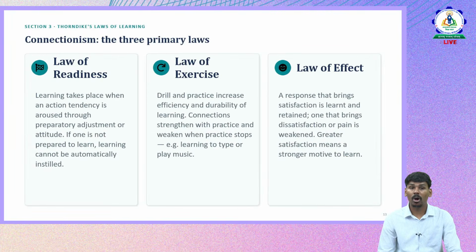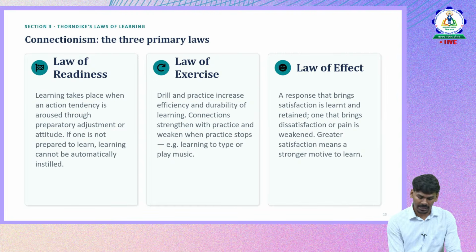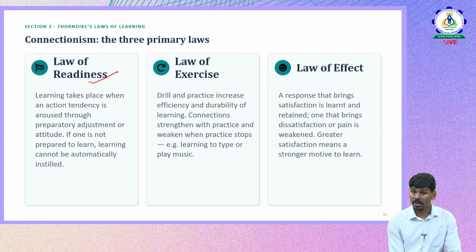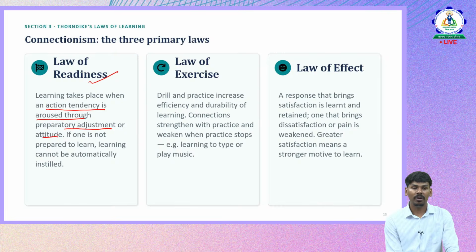Now, let us come to Thorndike's laws of learning. This is very important and we need to understand, and questions can be asked based on these laws in the CTET examination. First one is law of readiness. What does law of readiness talk about? Learning takes place when an action tendency is aroused through preparatory adjustment or attitude. If one is not prepared to learn, learning cannot be automatically instilled.